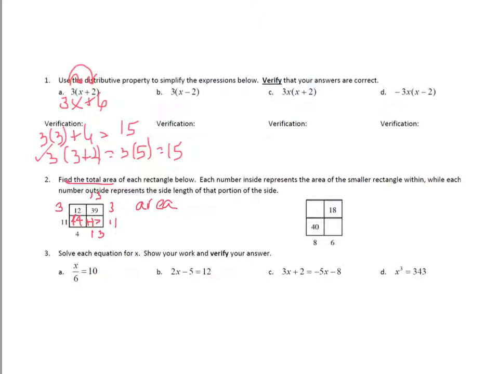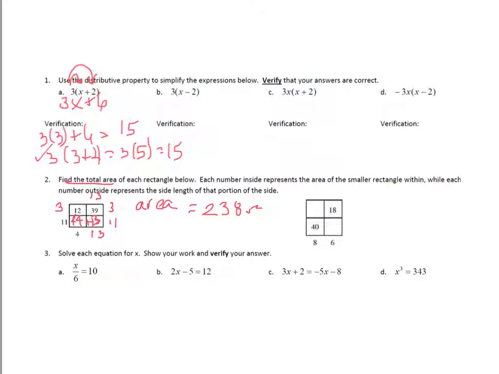Sorry, that's a terrible 143, but that's what's supposed to be there. So I've got 143 plus 44 plus 12 plus 39. My total area is 238 units squared. Do the same thing for this one over here, and you'll have a complete number 2.